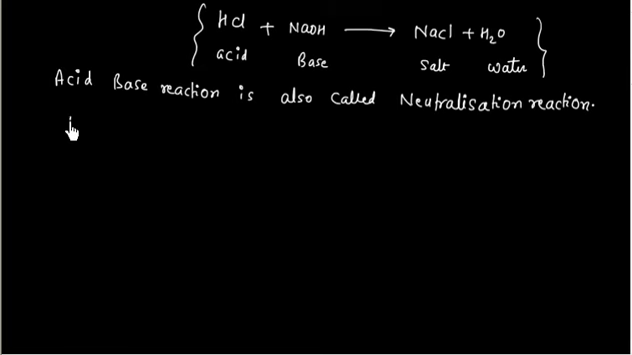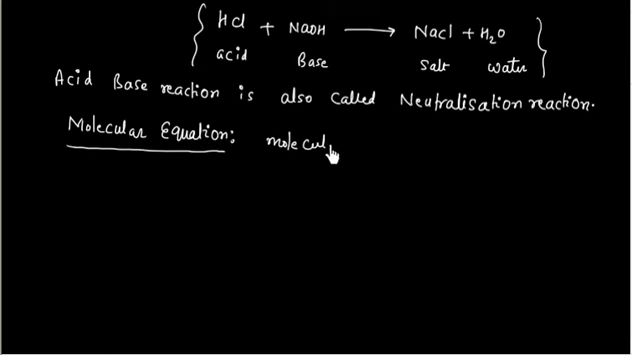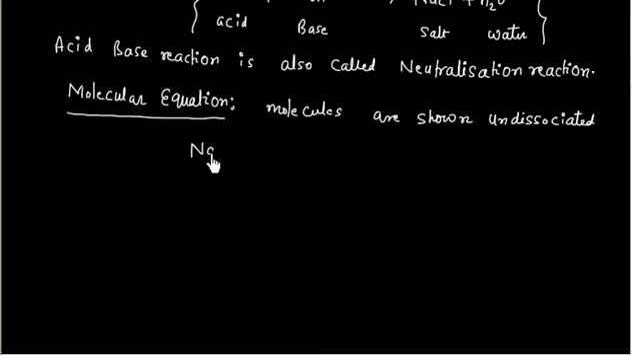Now let us discuss three kinds of equation. First is the molecular equation. And what is a molecular equation? In a molecular equation, species or molecules are shown undissociated. Let us say the above equation is a molecular equation: NaOH plus HCl gives you NaCl plus H2O. So this is the example of a molecular equation.